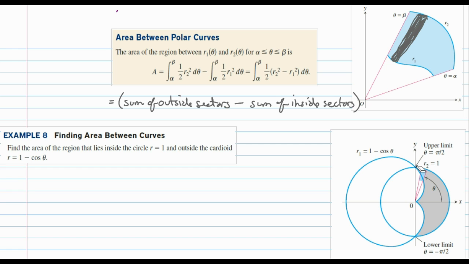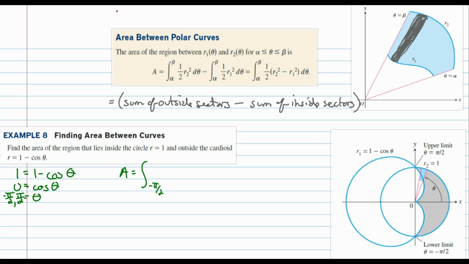Well, I first need to find out what rotation I'm dealing with. Where do they intersect down here? Where's the lower limit and the upper limit? And I know it says negative pi over 2 and pi over 2, but I want to set those two curves equal to each other. So I have r equals 1 and I have r equals 1 minus cosine theta. So wherever those two r's are equal to each other, that's their intersections. So I'm going to solve, and I get negative pi over 2 and pi over 2, which does seem appropriate.